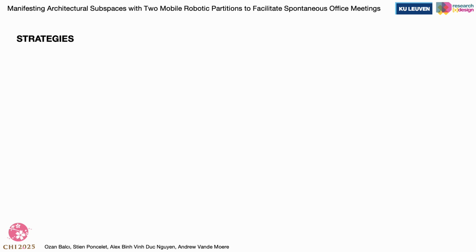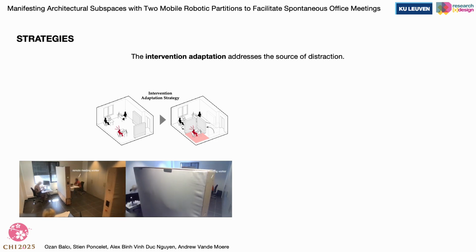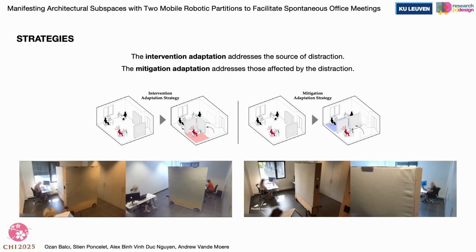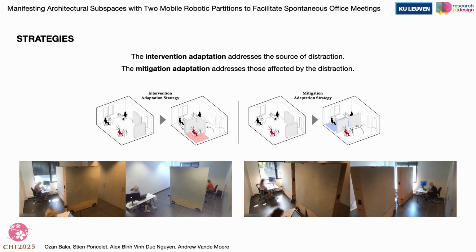In adaptation strategies, we have 2 types. The intervention strategy manifests an enclosed subspace around the worker having the remote meeting to reduce distraction, while the mitigation strategy focuses on the distracted workers to protect them from emerged distractions. We hypothesized that participants would interpret these strategies differently based on whether they seem to attack or protect a worker.